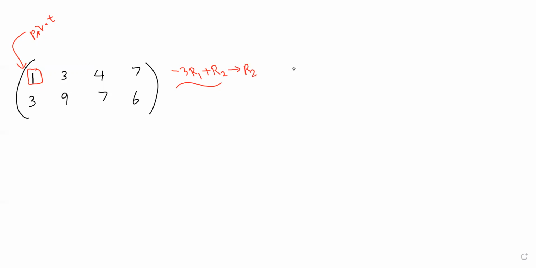So let's start with this. That means I will have this number, so this is going to be 0. And when you multiply this number by -3, that's -9, added to 9 is 0. When you multiply this number by -3, -12, added to 7, -5. And when you multiply this by -3, that's -21, and 6 added, that's going to be -15.